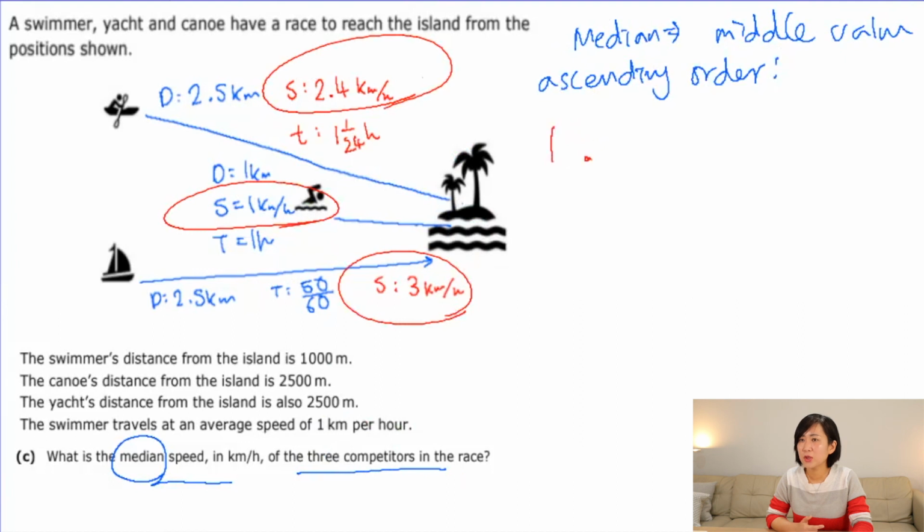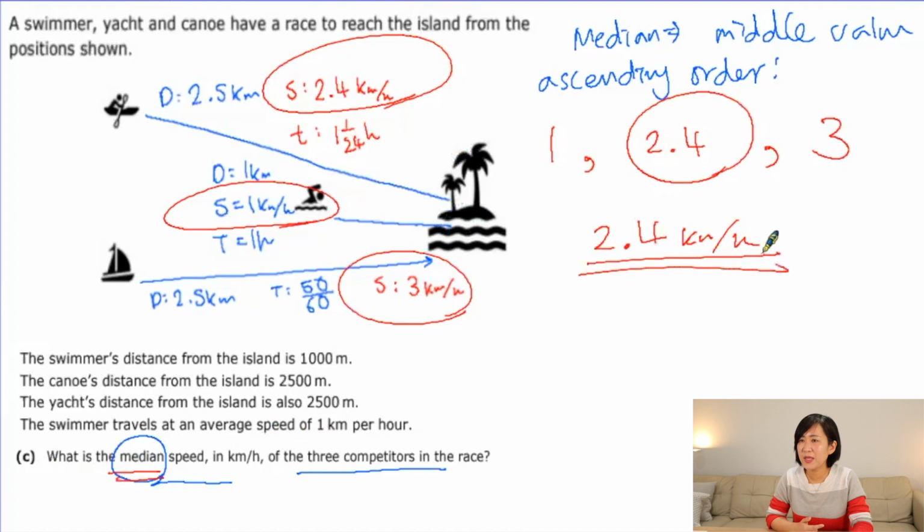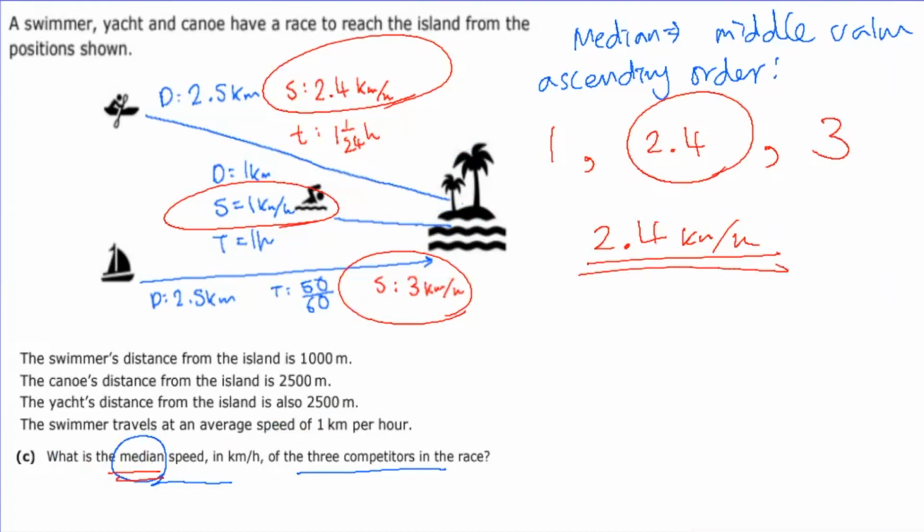Let's circle the speeds. Say 2.4, and then 1 kilometer per hour, and 3 kilometers per hour. These are the speeds of the 3 competitors. Then you put them into ascending order. And what is the middle value? That is the median. That is 2.4. So 2.4 kilometers per hour is the median speed.